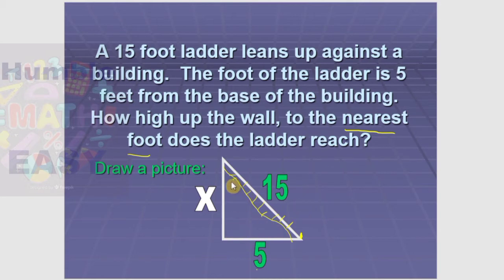So it seems that the building is standing perpendicular to the ground. So it means to say that we have a right angle there. So for us to be able to get the value of the wall where the ladder leans up, all we have to do is make use of the Pythagorean theorem. The unknown x here is our a, the 5 here is our b, and the 15 here is our c.